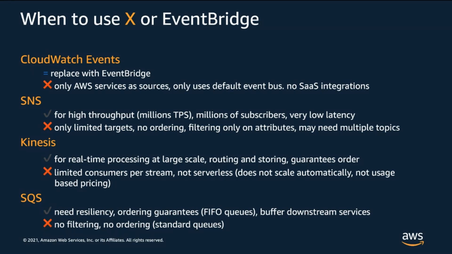For Amazon Kinesis, Kinesis is really great for real-time processing at large scale, routing and storing. It also guarantees order, but there's limited consumers per stream, and it's not serverless because it doesn't scale automatically. For SQS, it's great when you need resiliency, and it's great when you need guaranteed ordering. But with EventBridge, you don't have filtering and you don't have ordering.